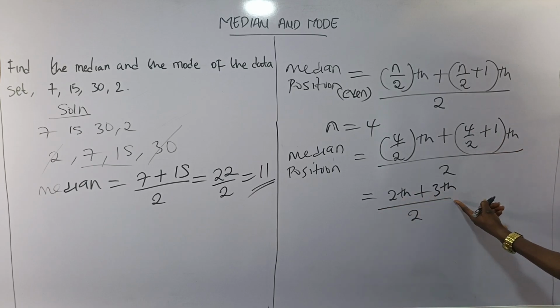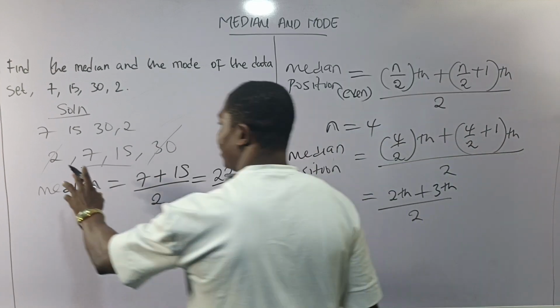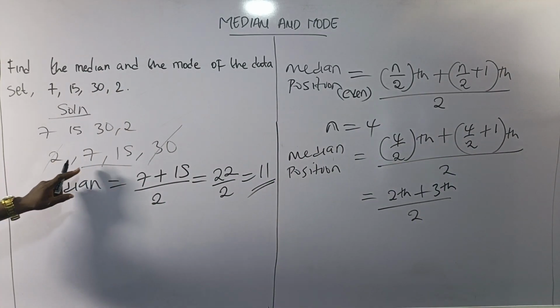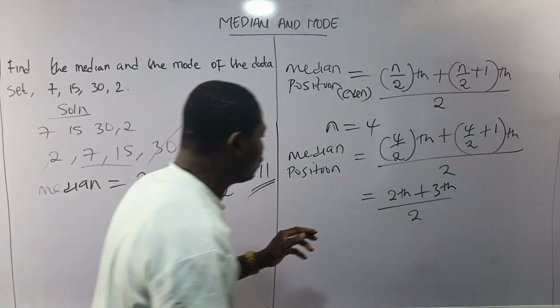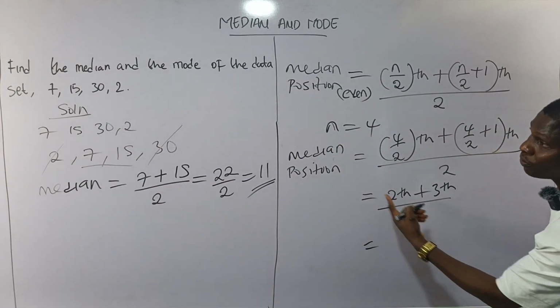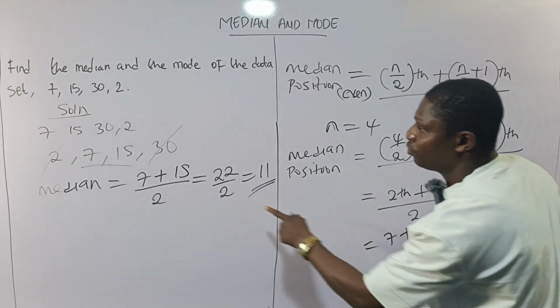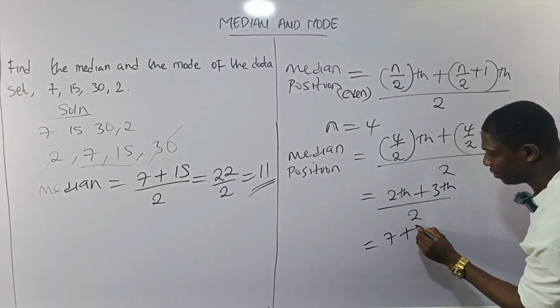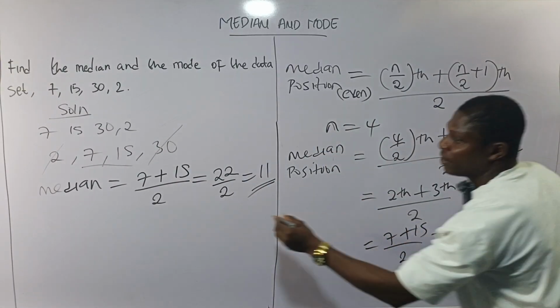This is second position and third position. When we arrange in ascending order, we have first, second, third. So my second position is what? 7. And my third position is what? 15. All over 2, which comes back to this.